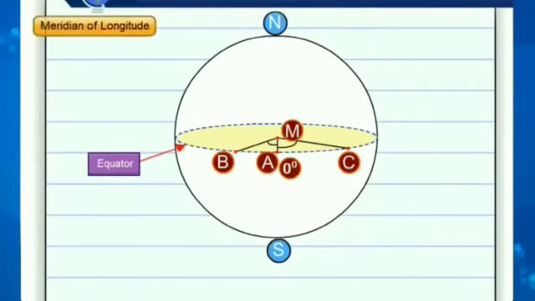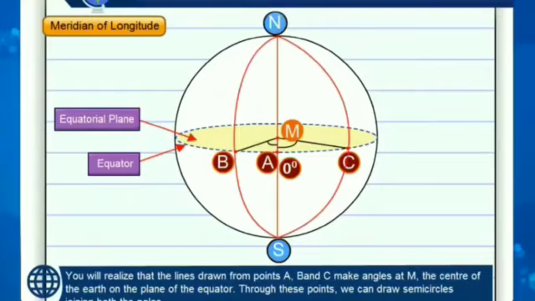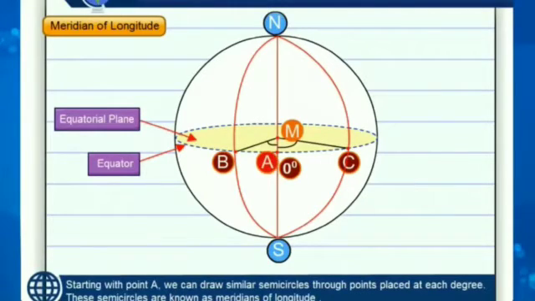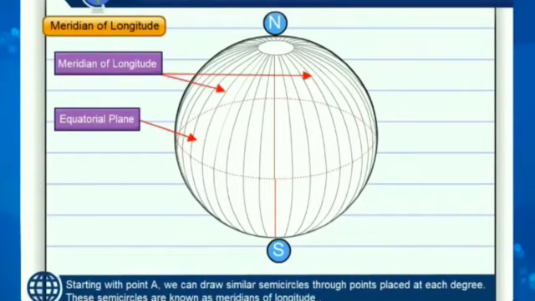Explanation. Meridians of longitude. You will realize that the lines drawn from points A, B and C make angles at N, the center of the Earth on the plane of the equator. Through these points, we can draw semicircles joining both the poles. Starting with point A, we can draw similar semicircles through points placed at each degree. These semicircles are known as meridians of longitude.